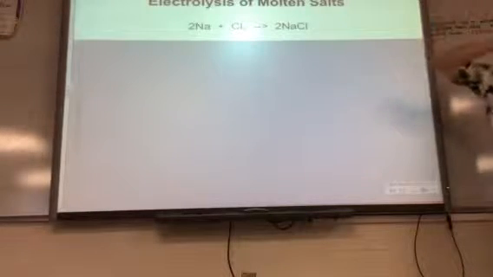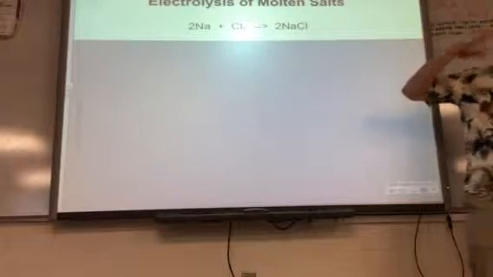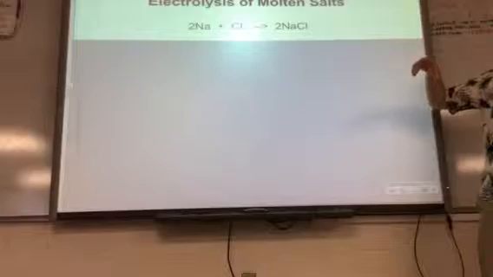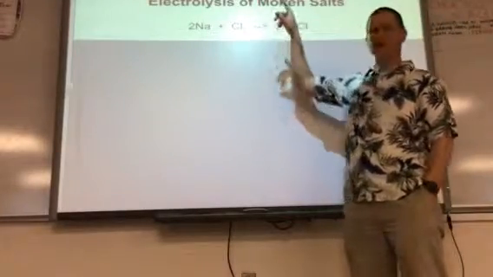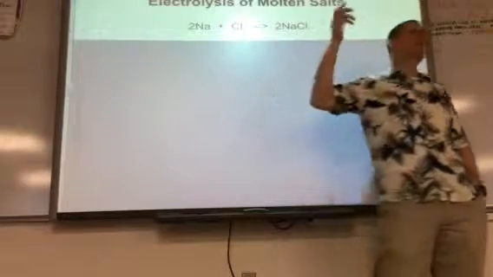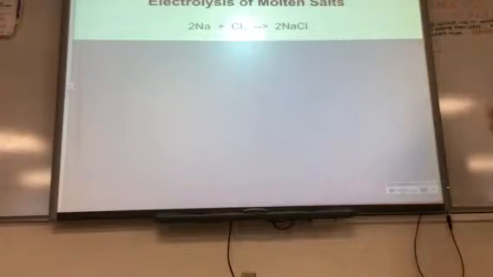This example is going to show us how we could make sodium. The chemical equation that we see here represents a spontaneous reaction. When you have sodium, the metal, which is very reactive, and chlorine, the non-metal, which is very reactive, put those together, and that's a no-brainer. They're going to react, and it's going to make sodium chloride.